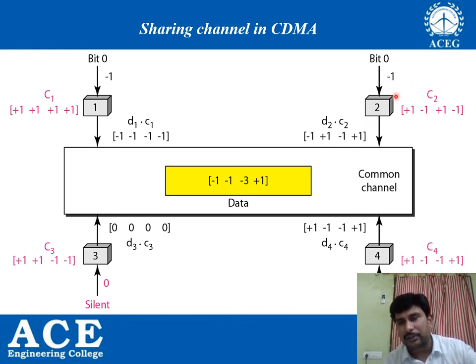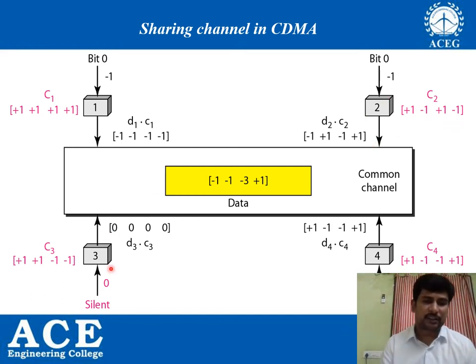Which is nothing but minus 1 into plus 1. Minus 1, minus 1 into minus 1, plus 1, minus 1 into plus 1, minus 1, minus 1 into minus 1, plus 1. Similarly, D3 is transmitting 0 because it is silent. So silent means D3 is 0. When you multiply with this, it becomes all zeros.